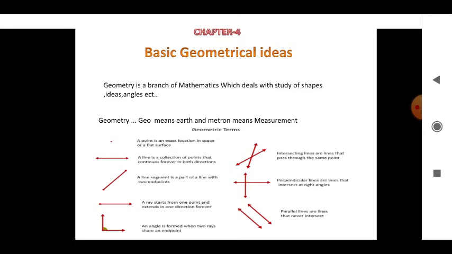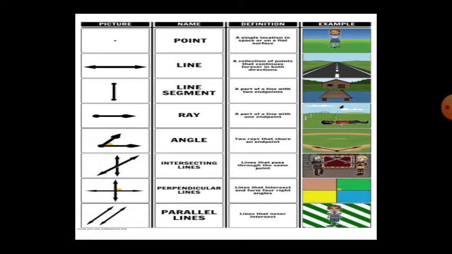Parallel lines are lines that never intersect. Parallel lines do not touch each other, do not intersect each other. Those two lines you call parallel lines. Those lines which do not intersect each other, you call parallel lines.